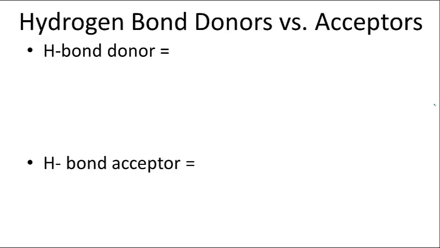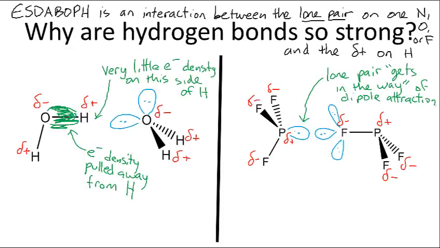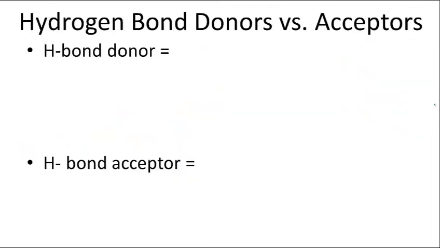Because there are these two components to making hydrogen bonds, we can have what we call the donor and the acceptor. So in this interaction, one molecule is providing the lone pair for the interaction, and one molecule is providing the partially positive hydrogen for the interaction.